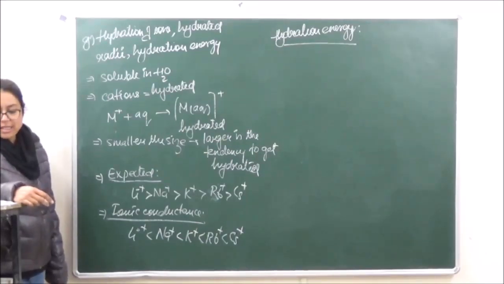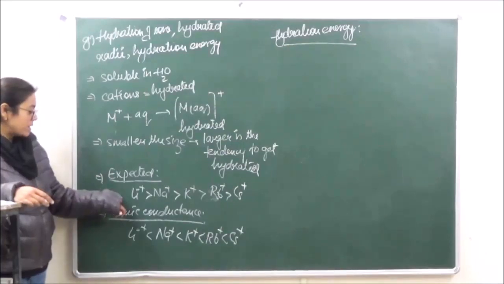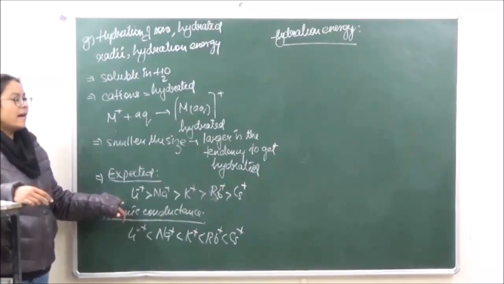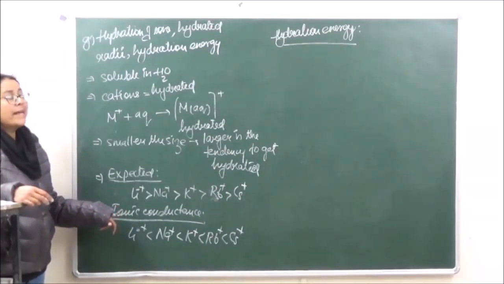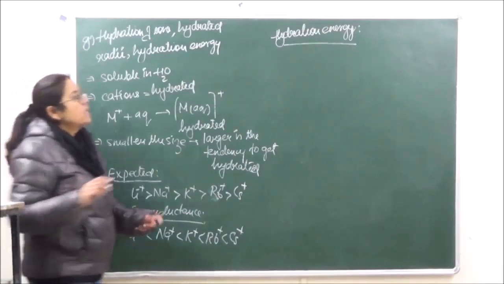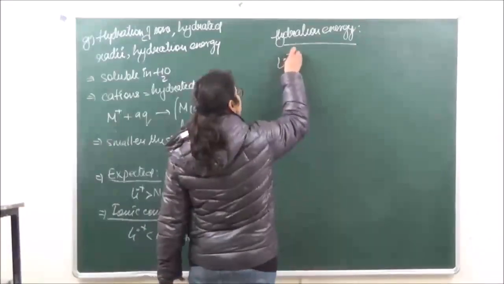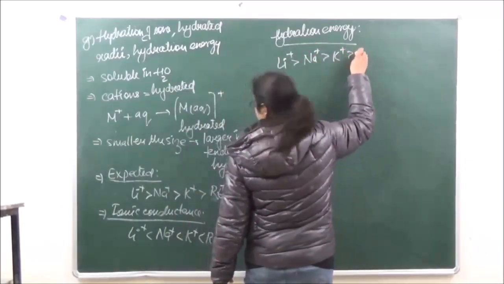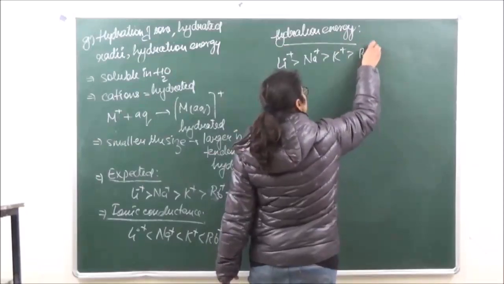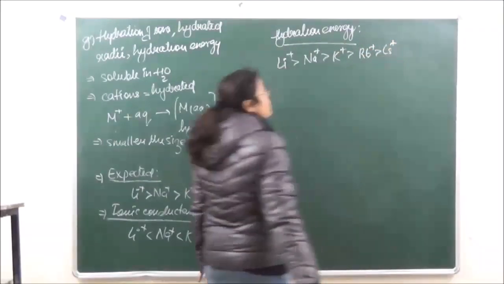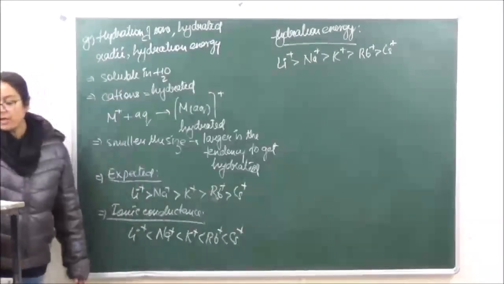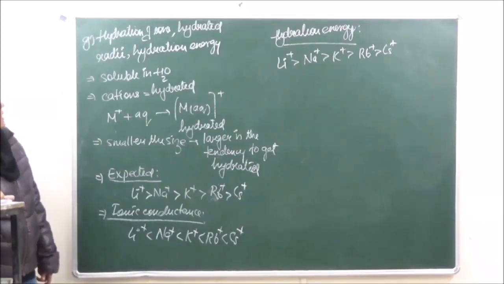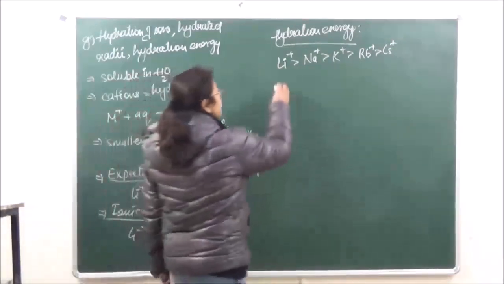So hydration energy will again decrease in the same order as you are seeing over here. The more easily a hydrated ion is formed, the more negative is going to be its hydration energy. So hydration energy will keep on decreasing as we go down the group, and the tendency to form hydrated ions will also keep on decreasing as we go down the group. Is it clear? Then the next property we have is electronegativity.